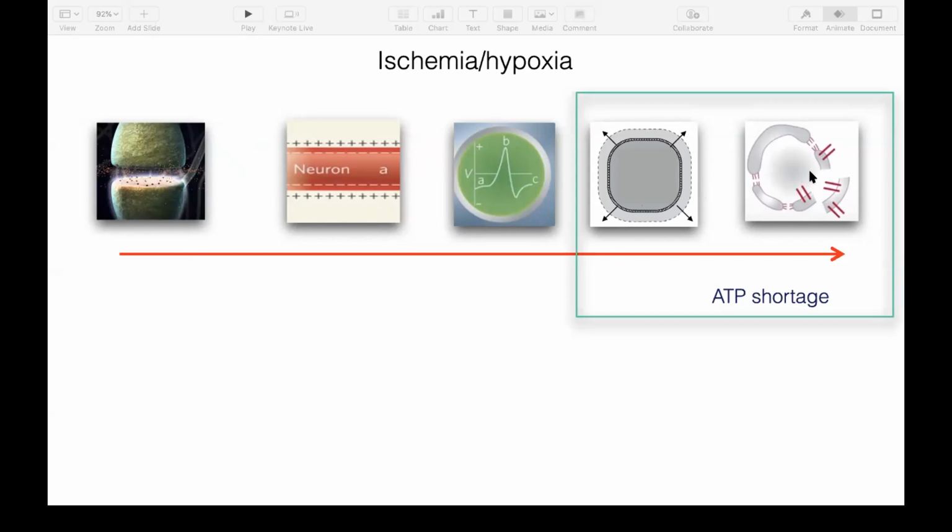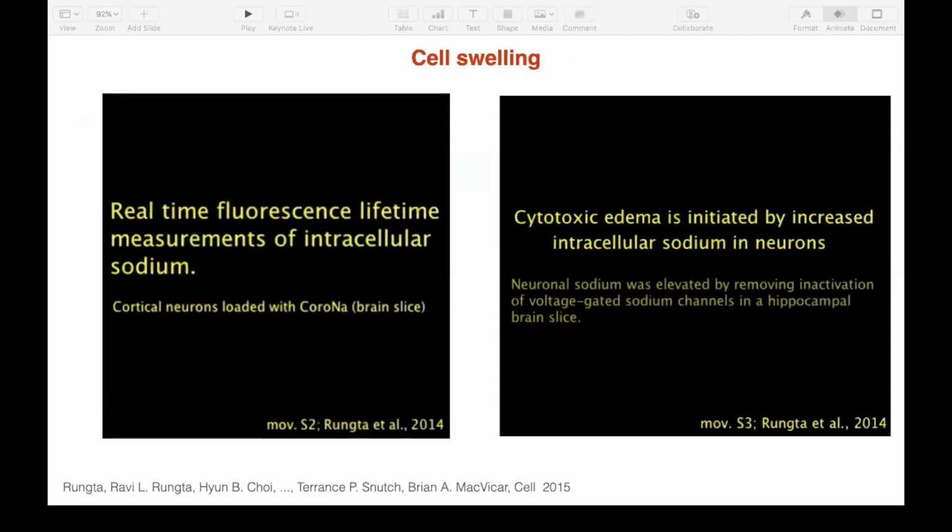Clearly, if it is of such a severity that the membrane is actually disrupted by the mechanical forces, at least that is one of the events that can be observed, then it is irreversible. Now, this latter process has been studied in detail in a very nice paper recently from colleagues in the US, Brian McVigar, and they were interested in what critical ion fluxes are associated with the occurrence of cell swelling. I will show you 2 movies.